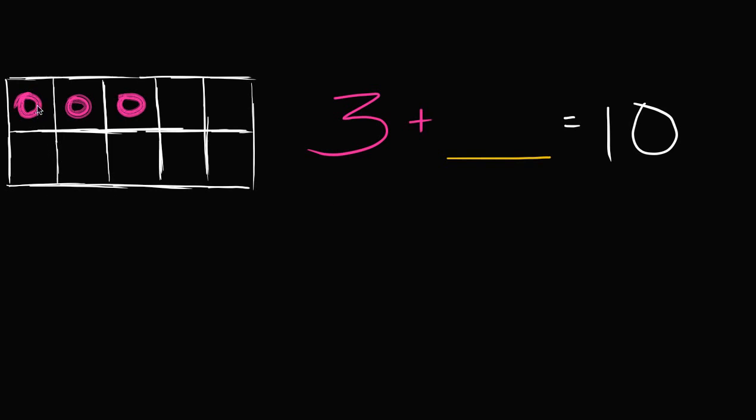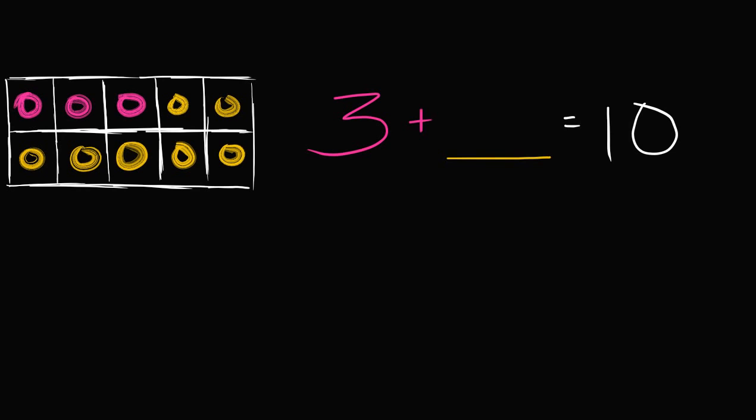So over here, I have 3 of these, I guess you could say these purple pinkish circles. And I have 10 boxes. 1, 2, 3, 4, 5, 6, 7, 8, 9, 10. So one way to think about it is, how many more circles do I need to add to fill up all of the boxes? Well, let's just count that together. I need to add 1, 2, 3, 4, 5, 6, 7 to fill up all 10 boxes.